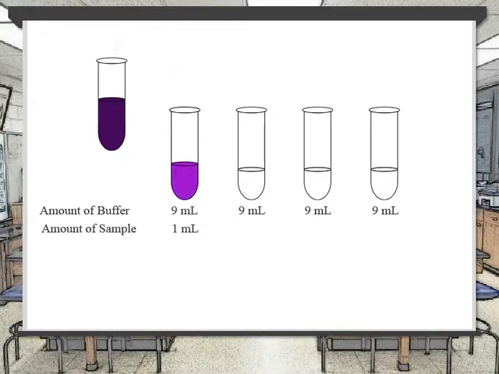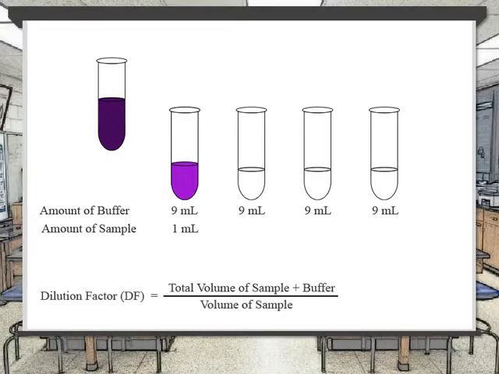Once we've prepared this first dilution, we can calculate the dilution factor. To calculate the dilution factor, we would take the total volume of the sample plus the buffer, in this case 1 plus 9, and we would divide that by the volume of the sample, which is 1 milliliter.